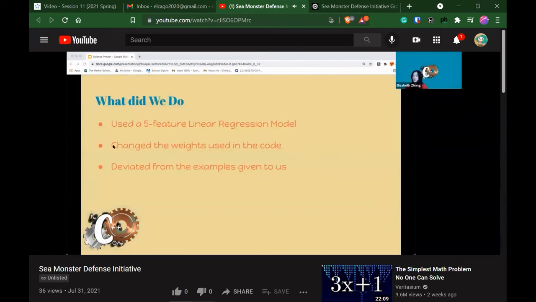As said before, the basis of our code was a five-feature linear regression model. In our code, we used gradient descent to regenerate the optimal weights. We also tried experimenting with different ideas and strayed from the example our supervisor gave us. After a couple of weeks, we realized that we could change the initial value of the weights to get a better result. I also found an error in the error computation. And just like that, we were one step closer to achieving our goal. Now, Ethan's gonna show us a demo of the code we made.